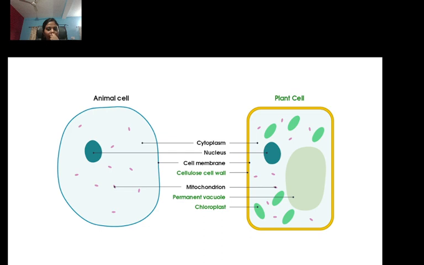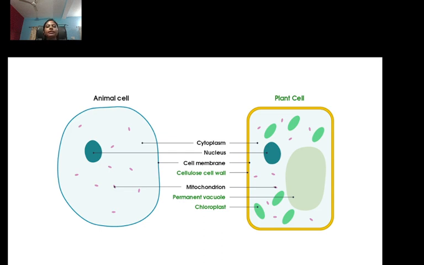Yes. They both have cytoplasm. True. They both have nucleus. Okay. They both have cell membrane. Okay. What about cell wall, student? They both have mitochondria also. They have, yes, but in plant cell, what? Permanent vacuole and chloroplast are there, but animal cell do not have chloroplast, permanent vacuole. And what more? More, students?